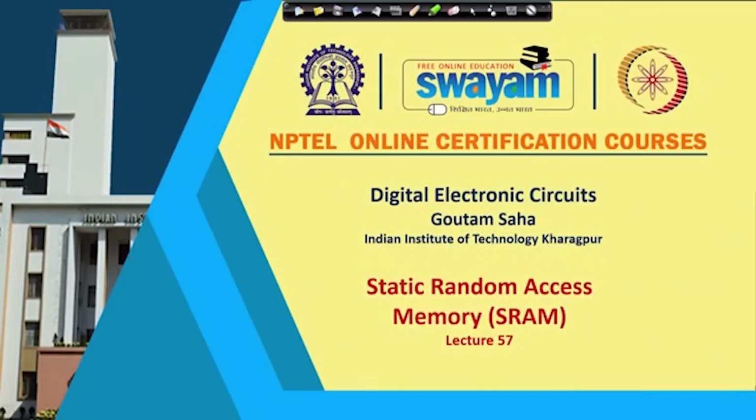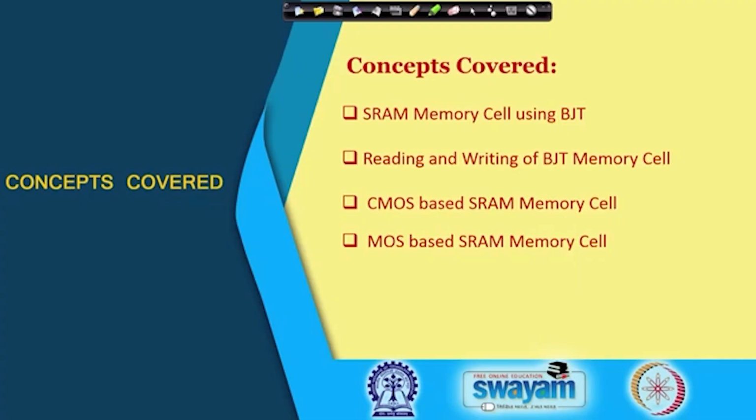Hello everybody. We were discussing memory, and in the last class we were introduced to a memory organization where we noted that each individual memory cell is where the digital information is stored, in the form of 1-bit information. In this class we shall look more into these memory cells, and we shall look into this BJT (bipolar junction transistor) based memory cell, as well as CMOS and standard MOS based memory cells.